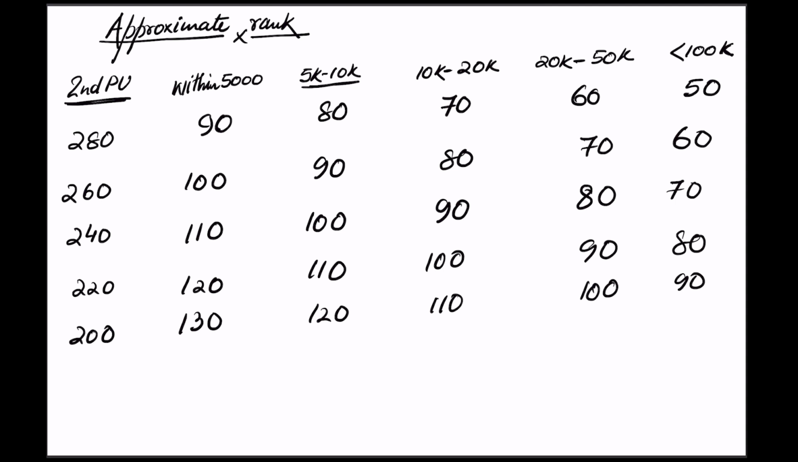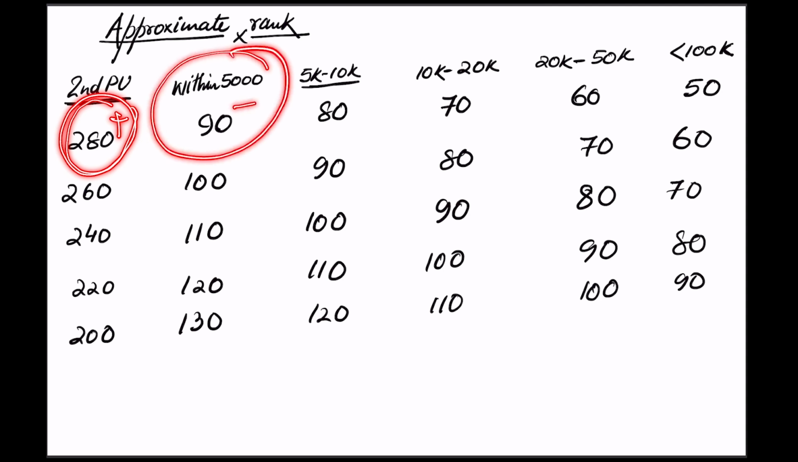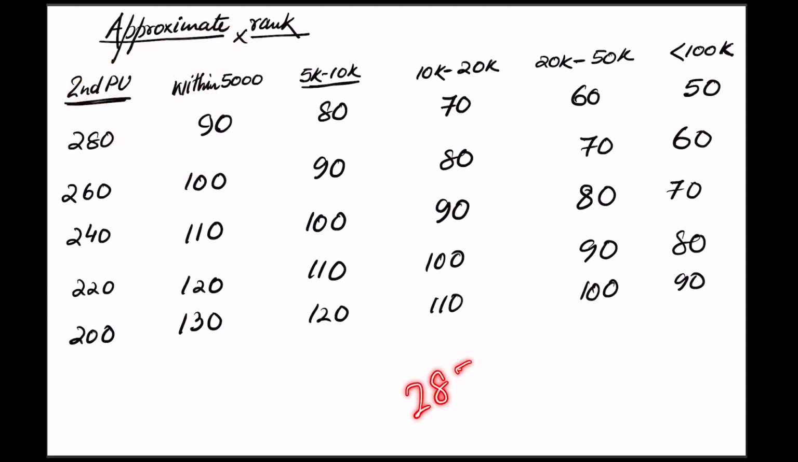So students who are scoring 280 plus and have got 90 plus will be within 0 to 5K rank. Students who say, sir, I got 285 and here 110, so you are within what? 0 to 5K. You are within 0 to 5K.